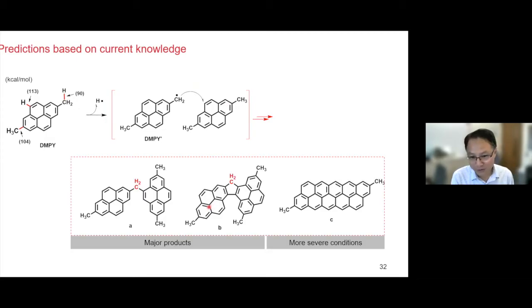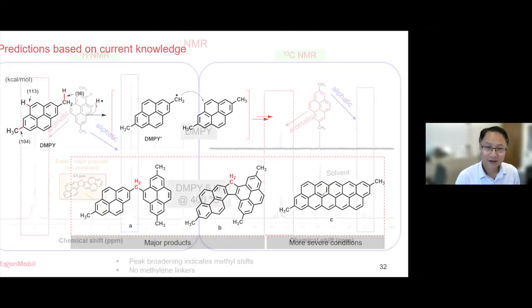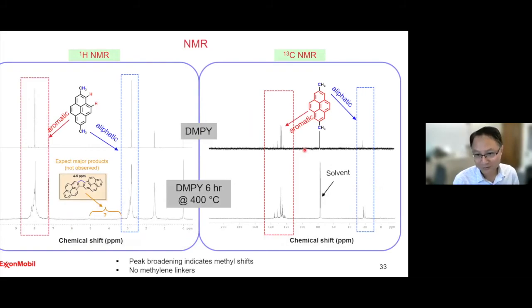And what you form as the major product will have this kind of structure with a CH2 linker, or form six-member rings. And under more severe conditions, you can form this kind of structure. So exactly what happened? We also used AFM, obviously. Compared to the reactant, in the product the peak broadening shows the methyl groups change their position. But if they formed a linked structure, you would expect peaks in this region, and there are no peaks there. So what happened?